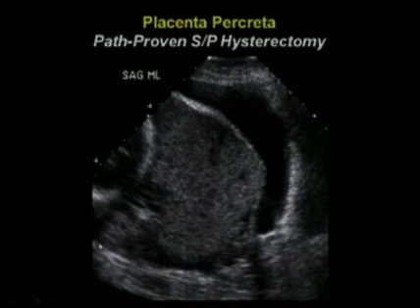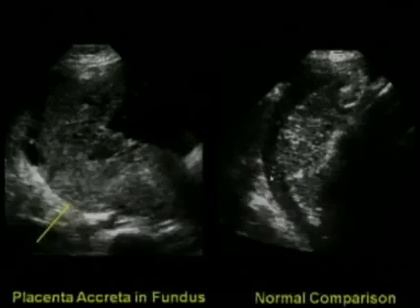Here's a percreta where this is a sagittal view. That's the mother's bladder, and here is the uterus, and you can see here is the placenta. You can see the placenta is growing all the way through the wall and looks like placental tissue is coming into contact with urine in the mother's bladder, and that was confirmed at pathology.